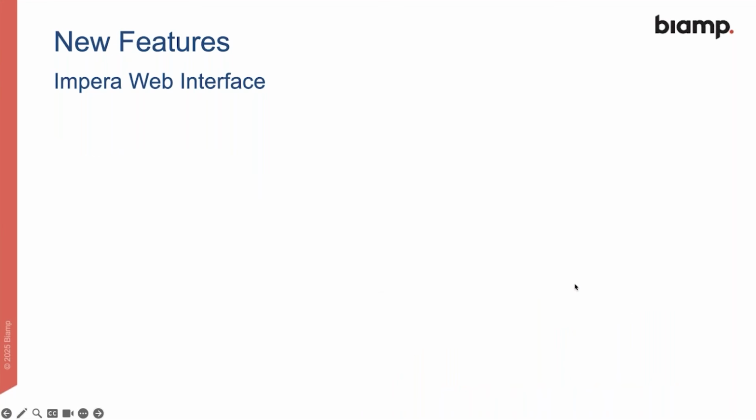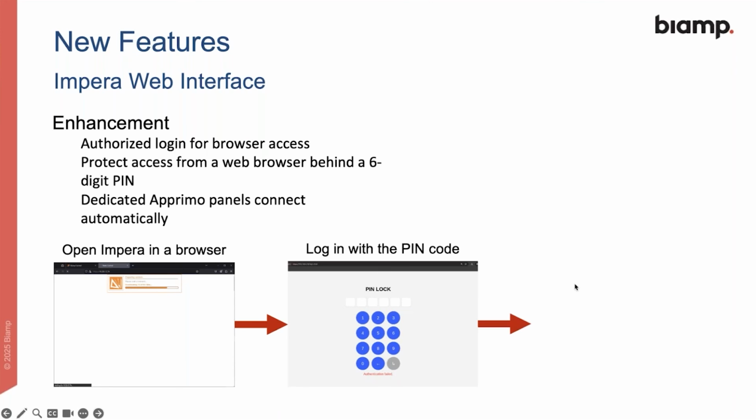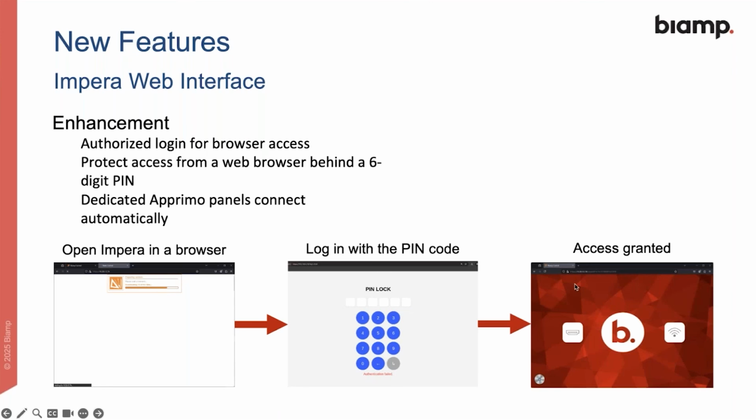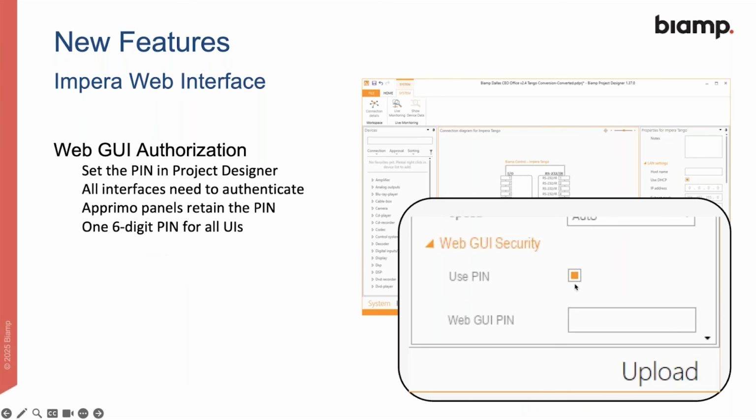Now we also support pin access for the web interface. Anytime a user wants to go to their browser on their personal device and access the UI, it'll present a pin code that they'll need to enter. The dedicated Aprimo panels, the touch interfaces that we have, will retain the pin code, so you don't need to enter the pin code every single time. But for the browser access, we can enable this extra security feature. And this is an option available in the project designer. So once you click on use pin, you can enter the 6-digit pin.